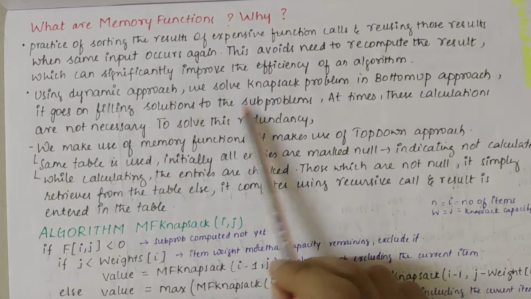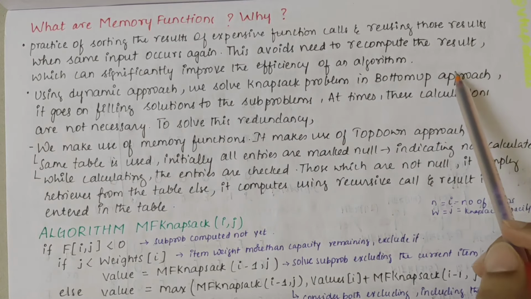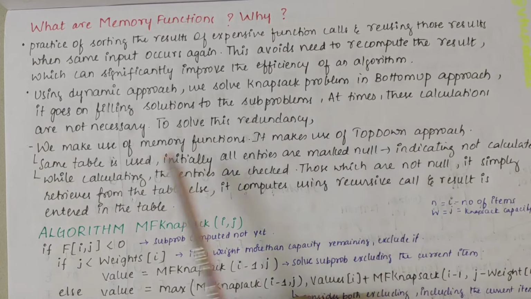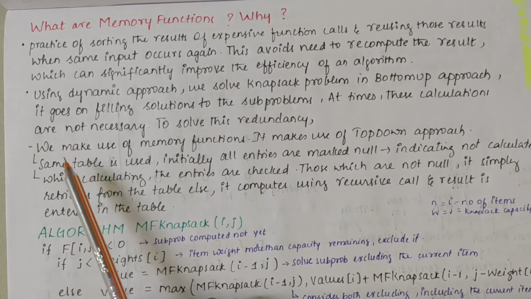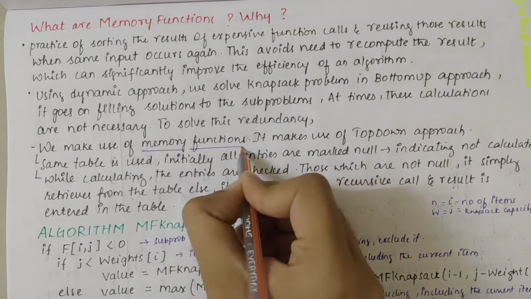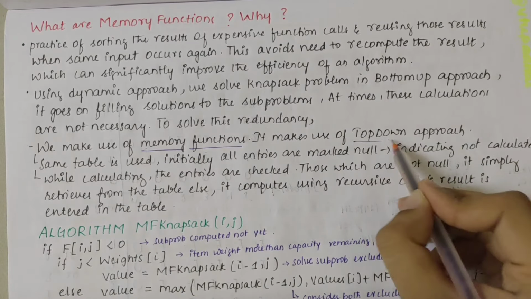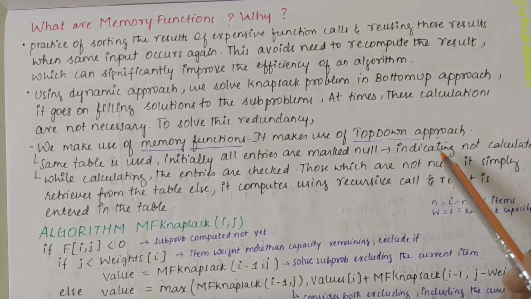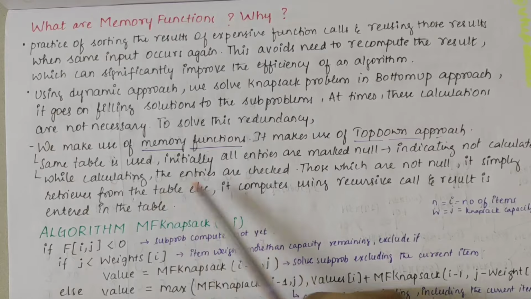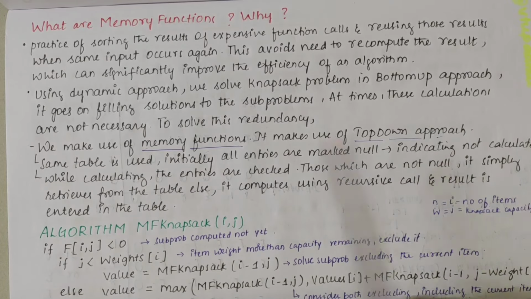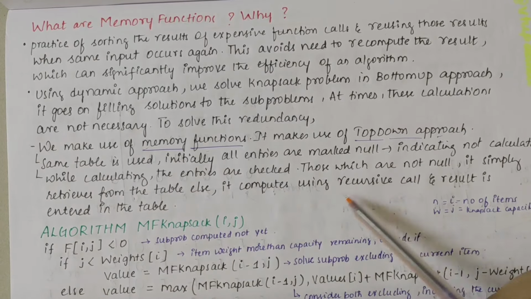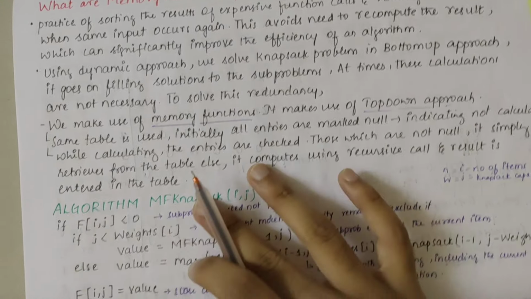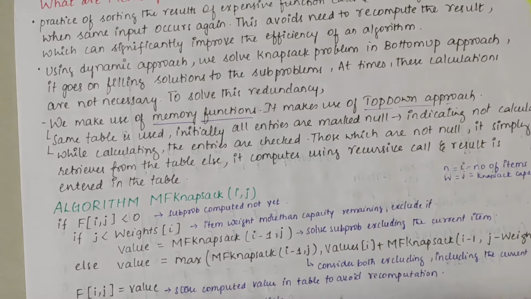Using the dynamic approach, we solved the knapsack problem in a bottom-up approach. It goes on filling solutions to the sub-problems, right? At times, these calculations are not necessary. To solve this redundancy, we make use of memory functions. It makes use of a top-down approach. The same table is used. Initially, all entries are marked null, indicating that the values are not calculated. While calculating, the entries are checked. Those which are not null, it simply retrieves from the table, else it computes using a recursive call and the result is entered into the table. So this was the knapsack introduction and the memory functions using knapsack.